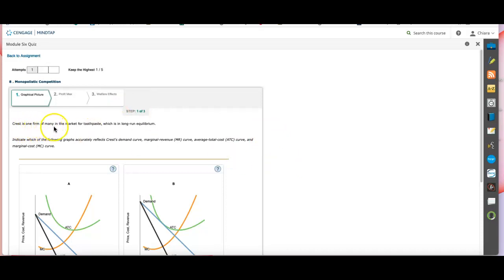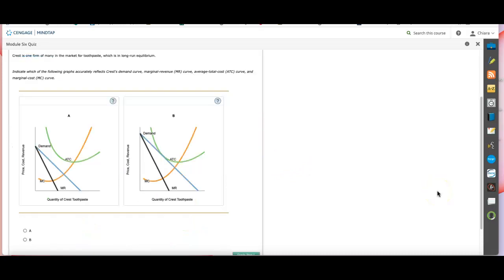Crest is one firm of many in the market of toothpaste, which is in the long run equilibrium. So we know in the long run equilibrium, the profit is 0, which means the price equals the average total cost in the market. Indicate which of the following graphs accurately reflects Crest's demand curve, marginal revenue curve, average total cost curve, and marginal cost curve. As I said, in the long run, monopolistic competition has 0 profits, right?